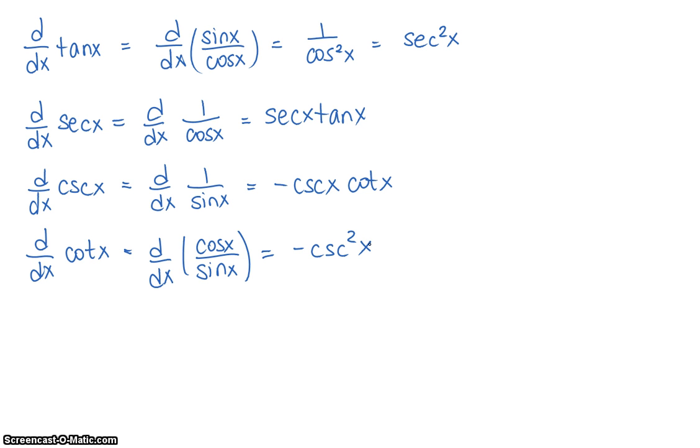So, the proofs are in the textbook. By all means, you can go through them. They all use either the quotient rule or they can use the product rule, depending on how you look at it. And the next main part of this unit is learning how to apply them and to evaluate at particular values.